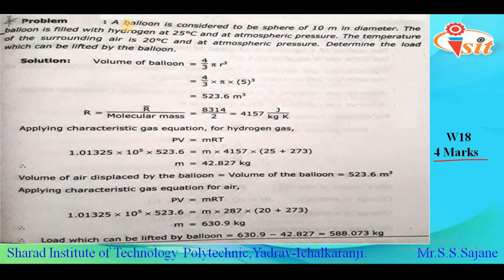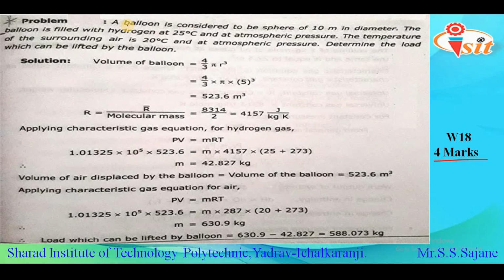In the question, if you focus on the last statement, that is, determine the load which can be lifted by the balloon, this means that we have to calculate the difference of the mass of air and the mass of the given gas which is present inside the balloon. This gas is nothing but hydrogen gas, and we have to determine the difference between the mass of air and the mass of hydrogen gas. So let's solve this numerical.